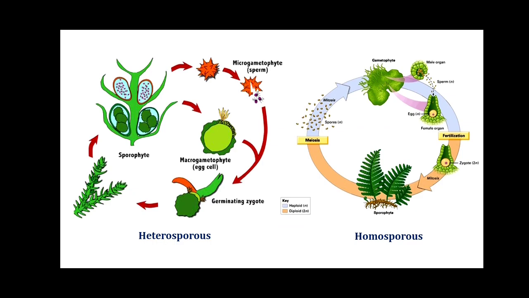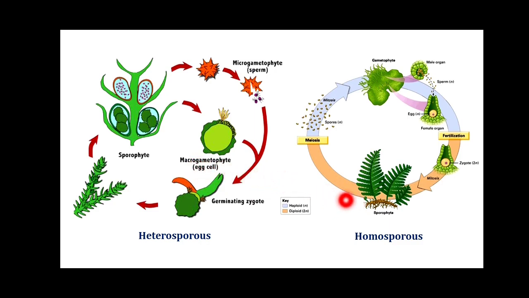Now here you can see the heterosporous condition and the homosporous condition. You can see this is the sporophyte where the megaspore and a microspore have developed. Now both get fertilized and form the zygote. This zygote actually develops on the sporophyte itself, in the gametophyte. So the gametophyte is dependent on the sporophyte, and there is a germination of the zygote.